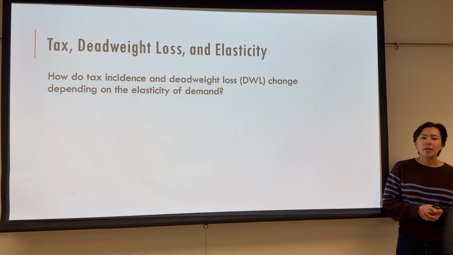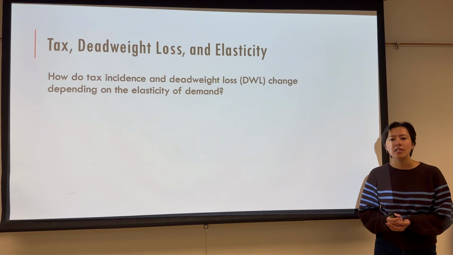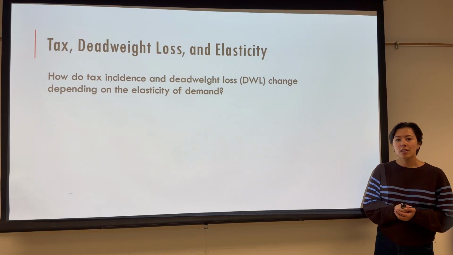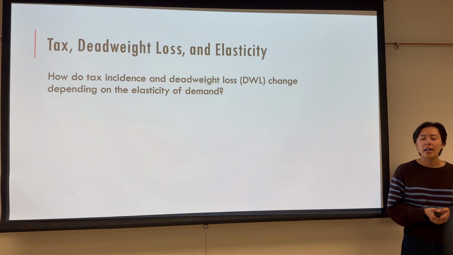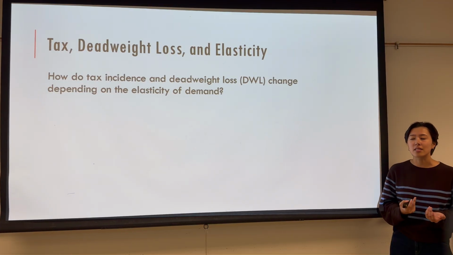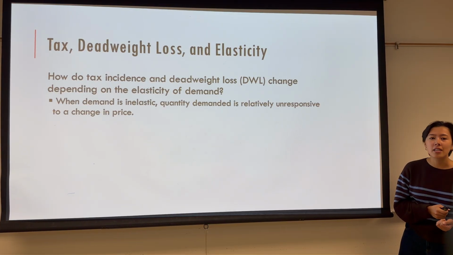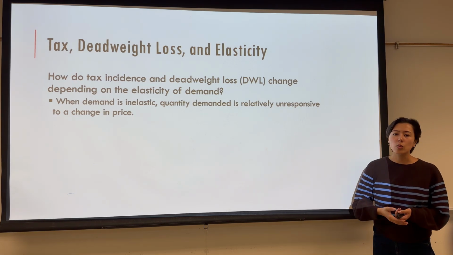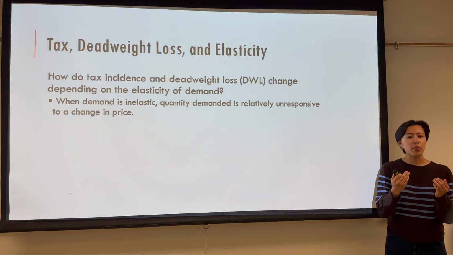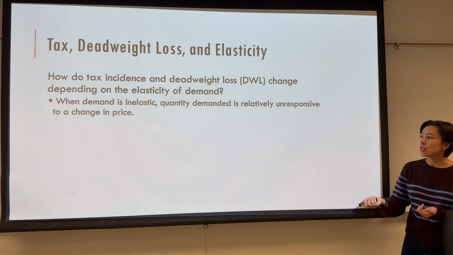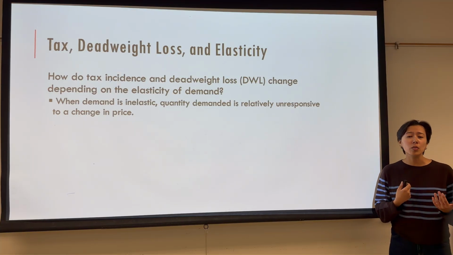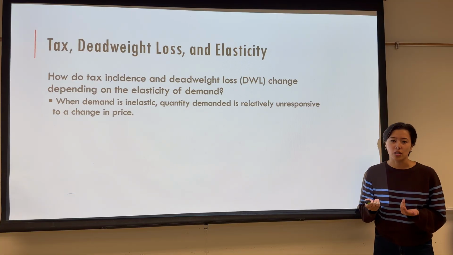The last thing we want to talk about here in this section is how our tax incidence and deadweight loss actually vary depending on the elasticity of demand. So previously I told you guys that the tax incidence on consumers and producers depends on their price sensitivities. And so when our demand is more inelastic, consumers' quantity demanded is relatively unresponsive to a change in price. Even when the price goes up due to something like a tax, consumers are still going to buy relatively the same amount. There's not going to be a huge reduction in the quantity that they choose to purchase.